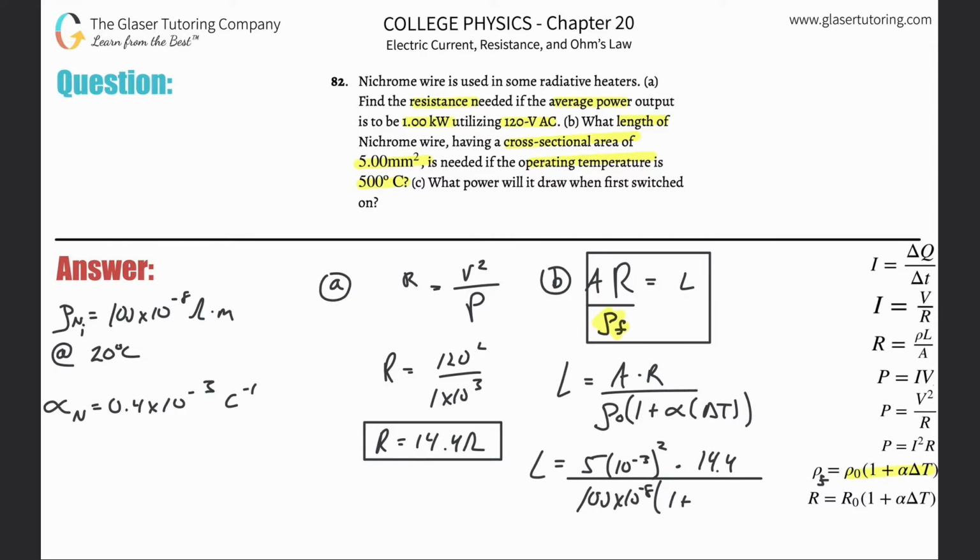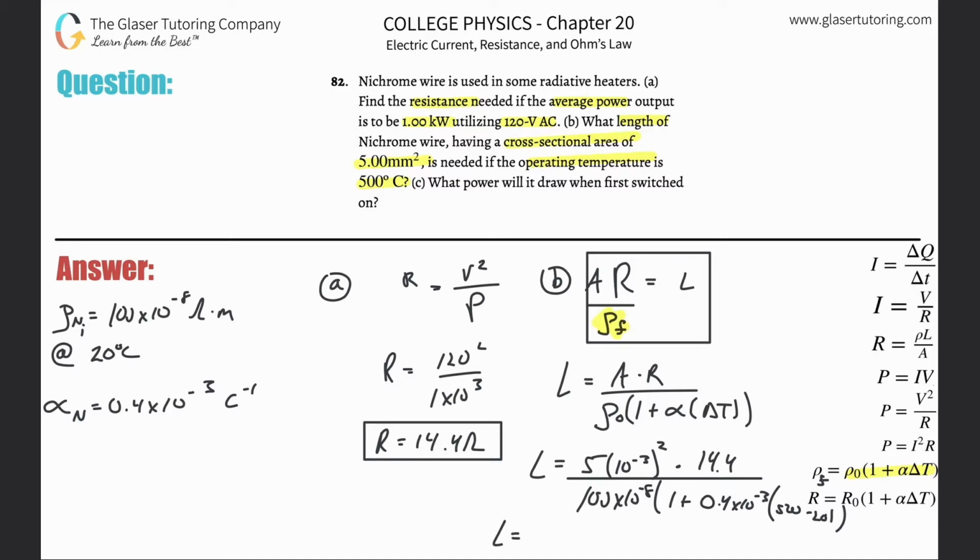Multiplied by then 1 plus our alpha value. That's also got from the book. So 0.4 for nichrome, 0.4 times 10 to the minus 3. And then multiply that by now the change in temperature. So it's always final minus initial, right? So the final, we're talking about at 500 degrees Celsius. The initial then was at 20. So it's just going to be 500 minus 20. But I think we get the idea.